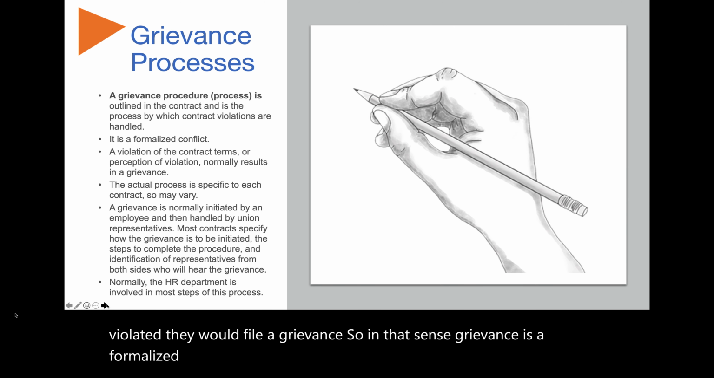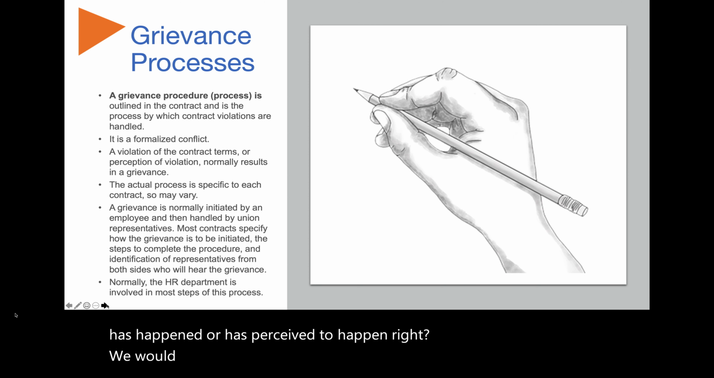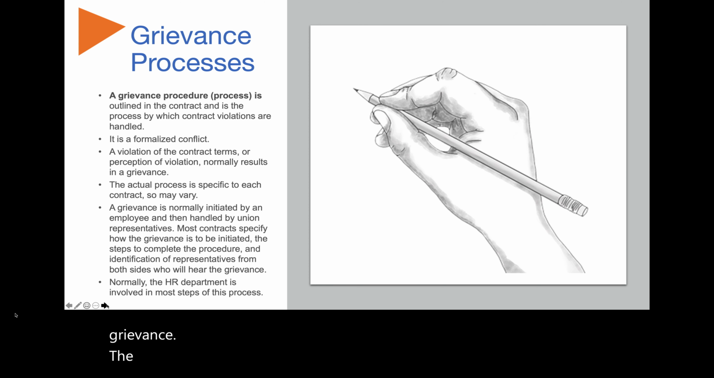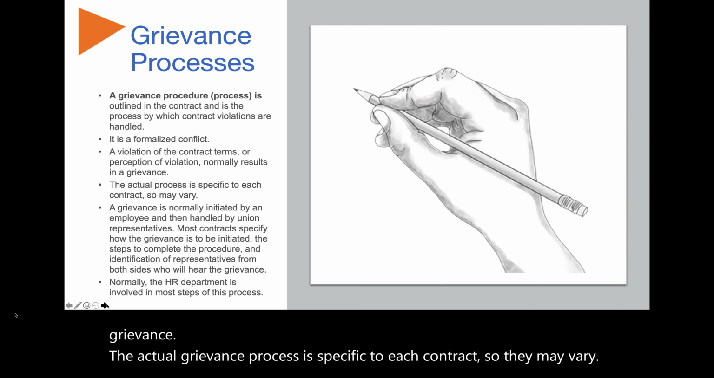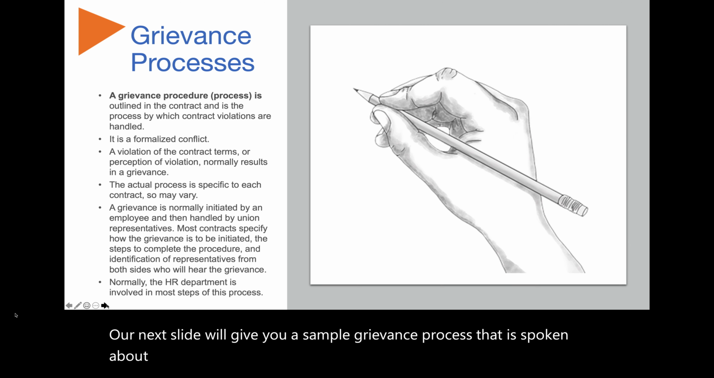And after violation of the contract terms has happened or is perceived to have happened, we would normally file a grievance. So there's a violation or perceived violation, and if that happens, the employee files a grievance. The actual grievance process is specific to each contract, so they may vary. Next slide will give you a sample grievance process that is spoken about in general terms.